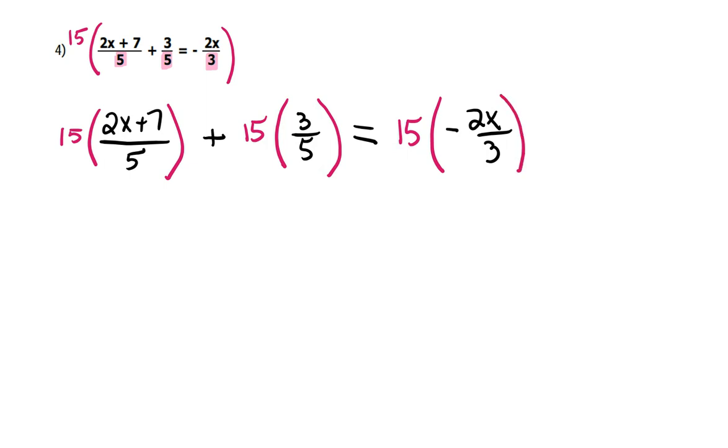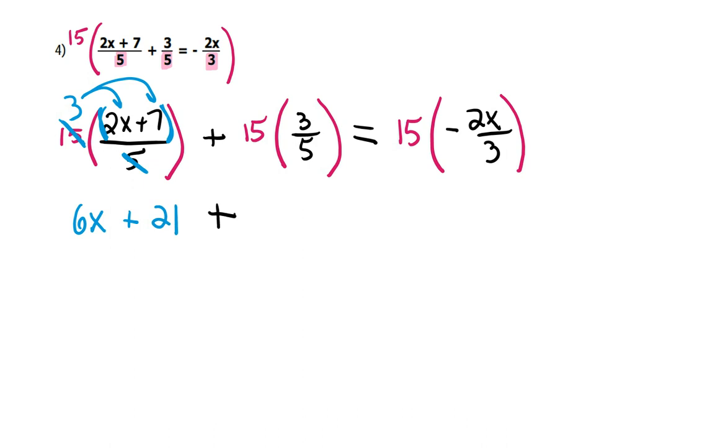There we go. All right, so on the first one, the 5 cancels into the 15 3 times. But then you must multiply the 3 times. You still have this numerator of 2x plus 7, so you have to distribute that. So 3 times 2x would be a 6x, and 3 times the 7 is a 21.